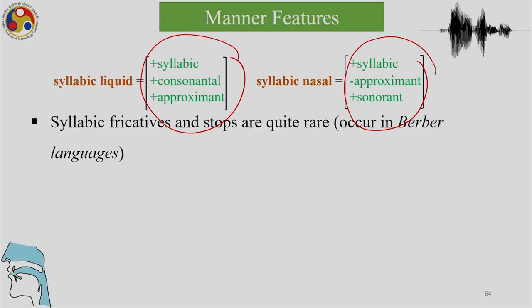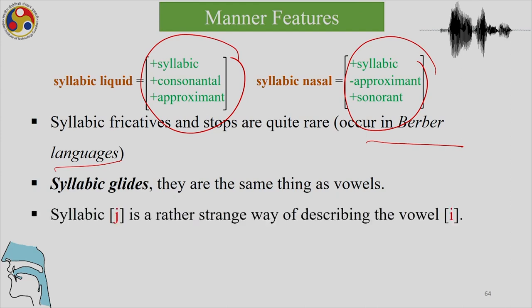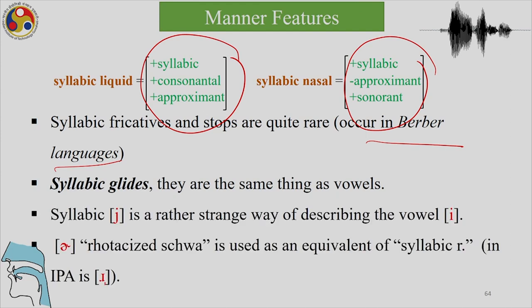Syllabic fricatives and stops are quite rare. They occur in languages like Berber and some Slavic languages. And syllabic glides are the same thing as vowels. Syllabic E-A-R is a rather strange way of describing the vowel E. And rhotacized schwa is used as an equivalent of syllabic R.